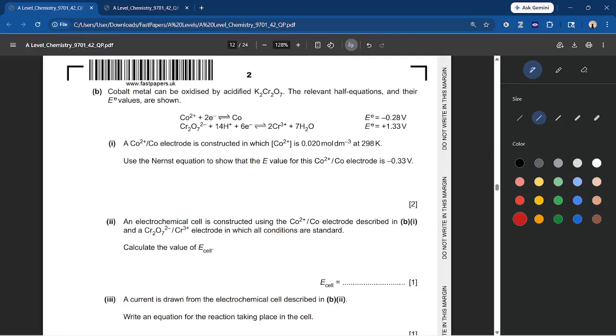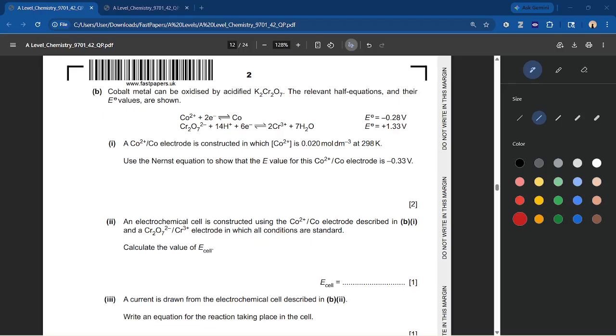So use the Nernst equation. Cobalt metal can be oxidized by acidified potassium manganate. The relevant half equations and their E values are shown. A cobalt electrode is constructed when cobalt is 0.02 mole per dm cube at 298 Kelvin. Use the Nernst equation to show that the E value for this cobalt electrode is minus 0.33.